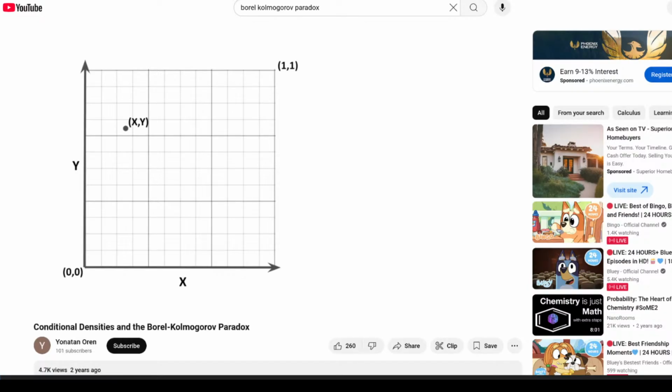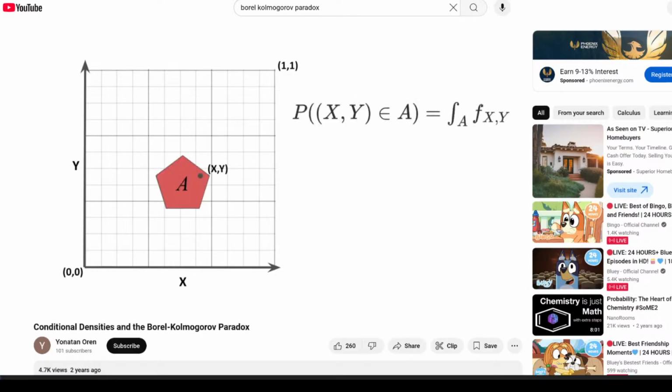Since x and y are uniform on the unit square, which has area 1, their joint density is just 1 on the unit square and 0 outside of it. This means that we can get the probability that the point is in some region A by integrating this density over the region.